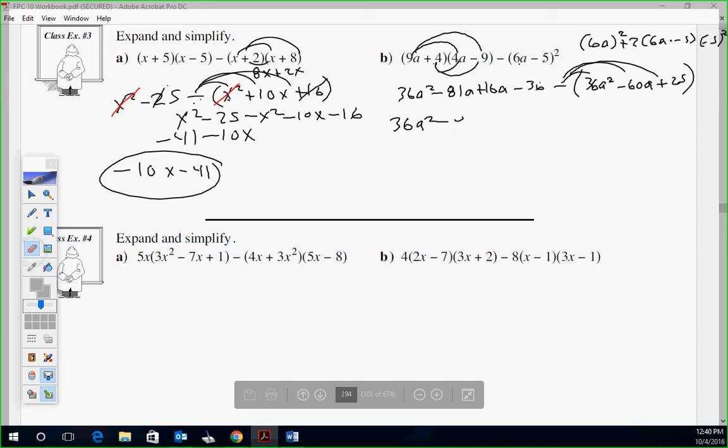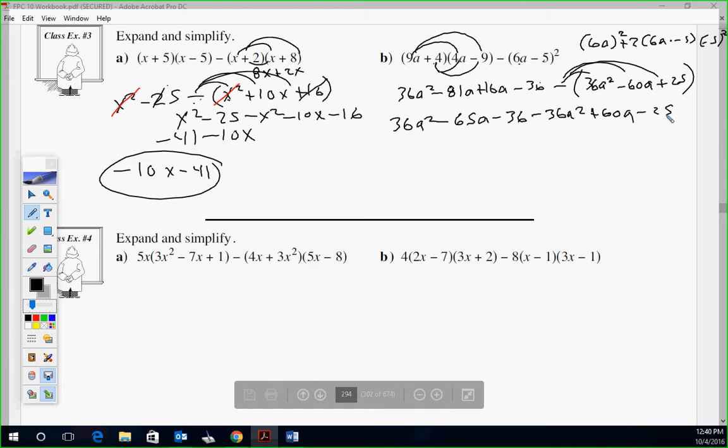81a and 16a, I can put that together real quick. Negative 81 plus 16 is negative 65. That'll be a minus 36a squared. A minus is a plus 60a. Minus a plus is a minus 25.